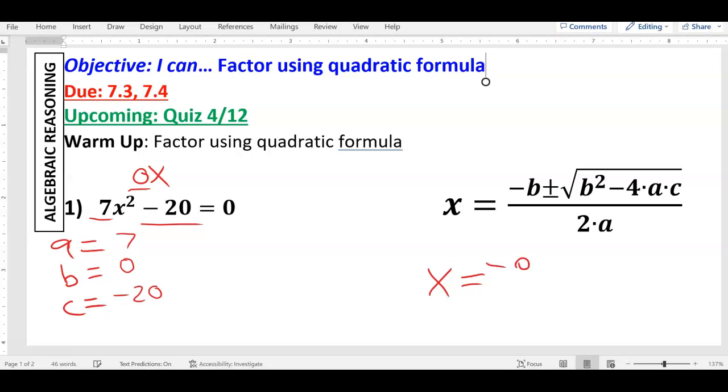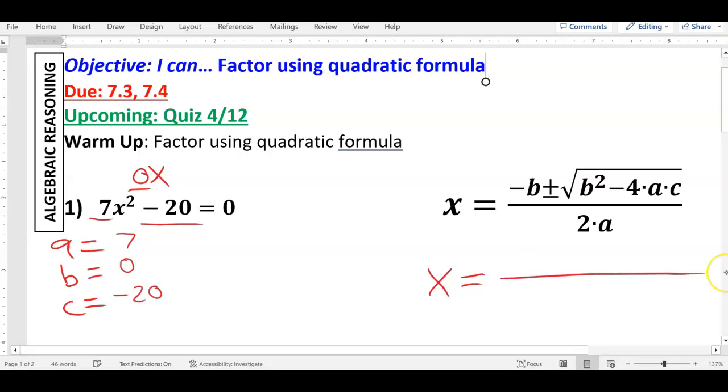And remember, this is a fraction, so let's go ahead and put a big old fraction bar. Okay, so you've got your fraction bar, and we're putting negative 0 plus or minus. Go ahead and put a long square root. B squared. So instead of B, I'm putting 0, so 0 squared minus 4. A is 7, C is negative 20, so I'm going to put parentheses 7, parentheses negative 20, all over 2A, which is 2 times 7, 2 parentheses 7.